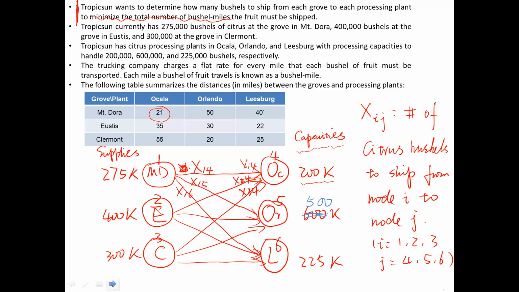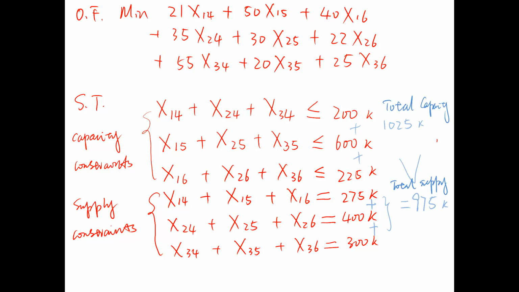Okay, what should we do to the model? Here, this one is changed to be 500 instead. Will this model still work? With this change, our total capacity is changed to be 925,000, which is less than the total supply. So if that is the case, with those equal signs, our problem will be infeasible.